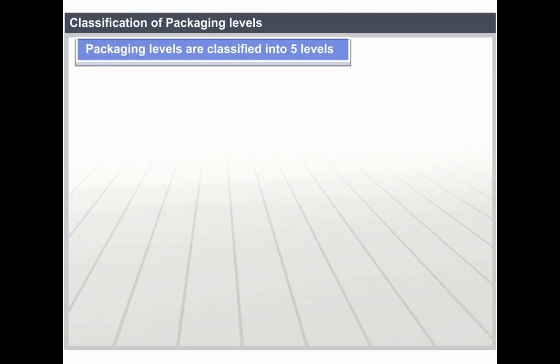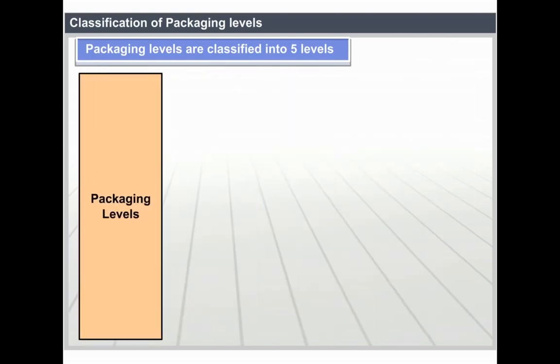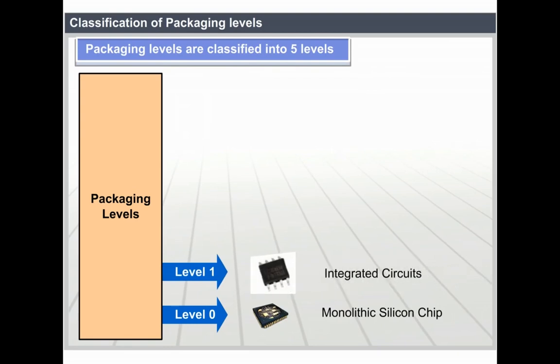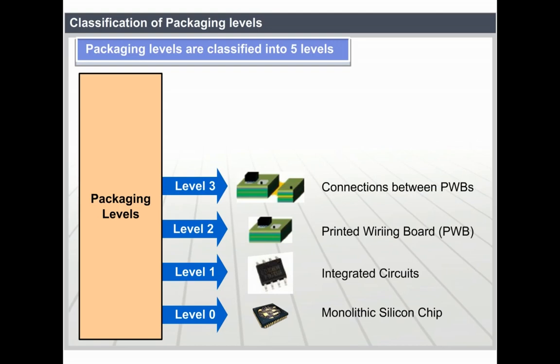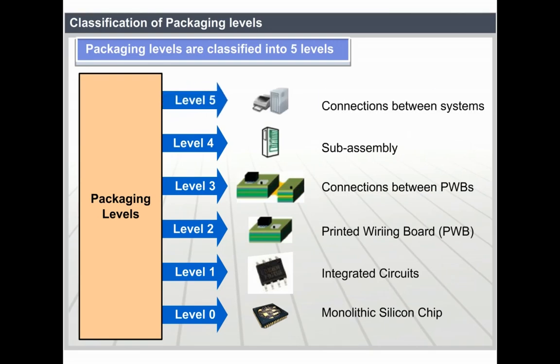Classification of packaging levels. Packaging levels are classified into 5 levels. Level 0, monolithic silicon chip. Level 1, integrated circuits. Level 2, printed wiring board, PWB. Level 3, connection between PWBs. Level 4, subassembly. Level 5, connections between systems. Classification of packages as shown in figure.